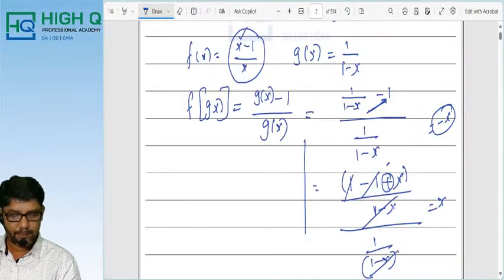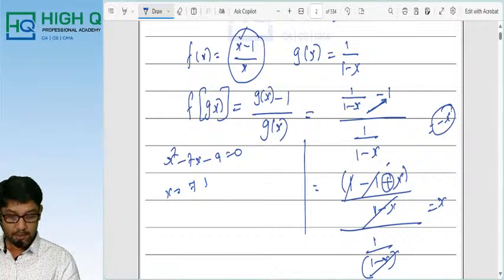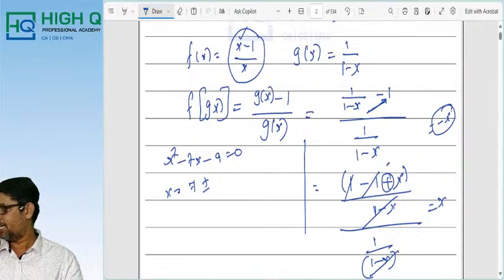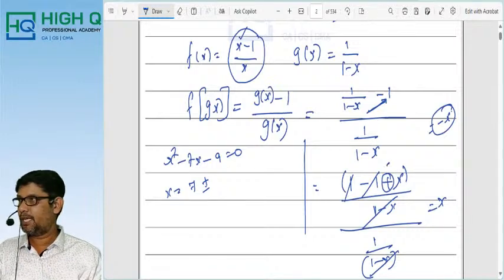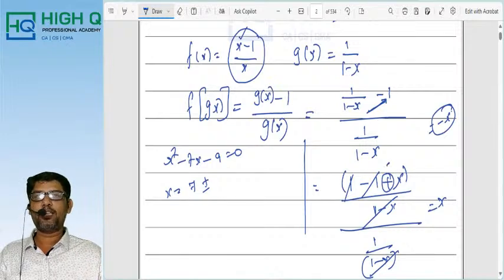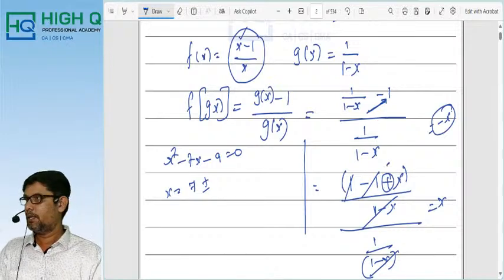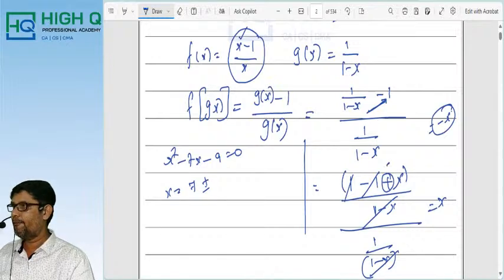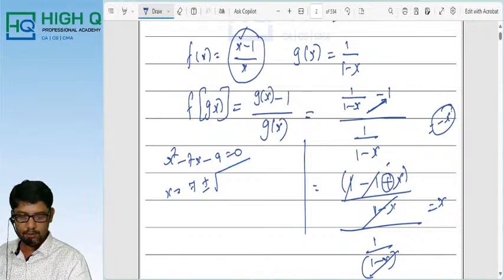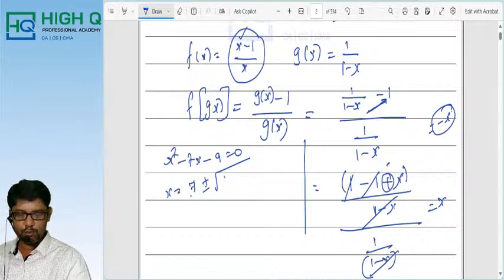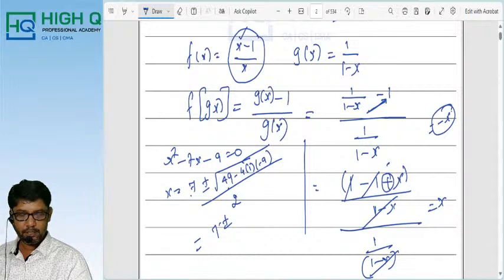X square minus 7x minus 9 equal to 0. What is x equal to? Minus b. Every Indian citizen who completed his 8th standard remembers this formula, right? Do you want me to teach this here? Sir, I'm not a math student, sir. No, you should know, because you completed your 8th standard. Now, will you say the rule? x equals minus b plus or minus root of b square minus 4ac divided by 2a. 7 plus or minus root 85 divided by 2.